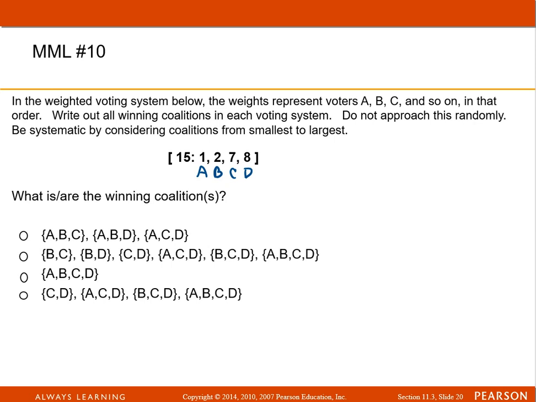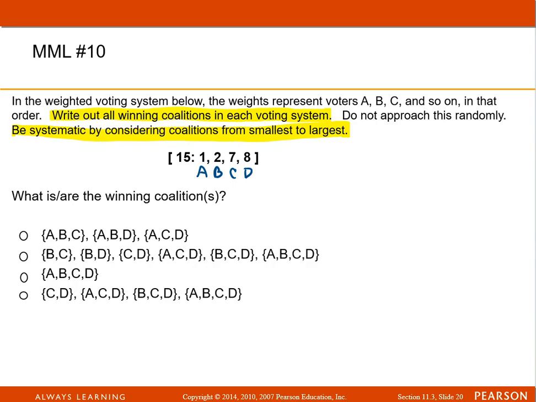All right, on number 10, we got another voting system, and I've already labeled them A, B, C, and D there. And what they want you to do is write out all winning coalitions in each voting system. Do not approach this randomly. Be systematic by considering coalitions from smallest to largest. This is just like what we did in chapter 2 where we did subsets.